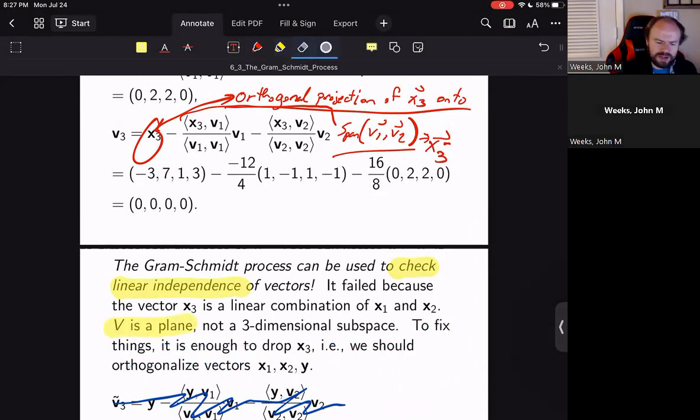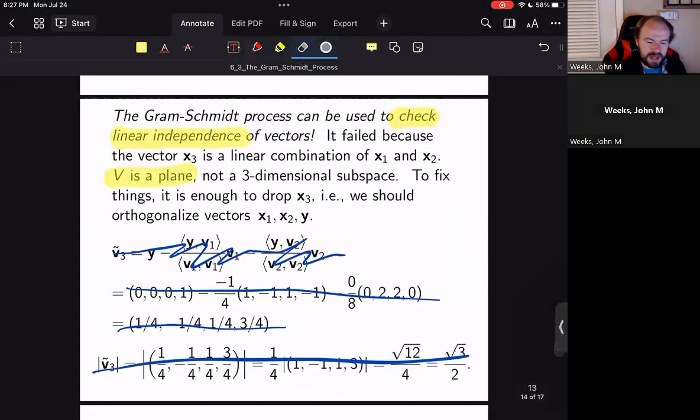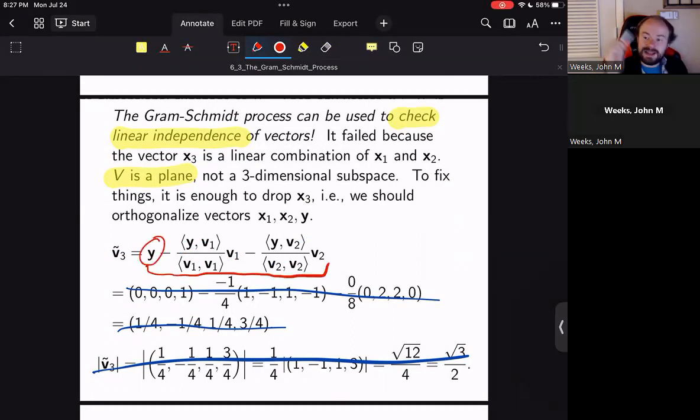So why don't we just go ahead and drop x3? We don't need x3 anymore. We already have what v is spanned by, and that's going to be v1 and v2. So we don't even need to worry about x3. We're just going to continue on and talk about y instead. So we're going to call v tilde 3 the orthogonal component of y when it's orthogonal to the span of the vectors v1 and v2.